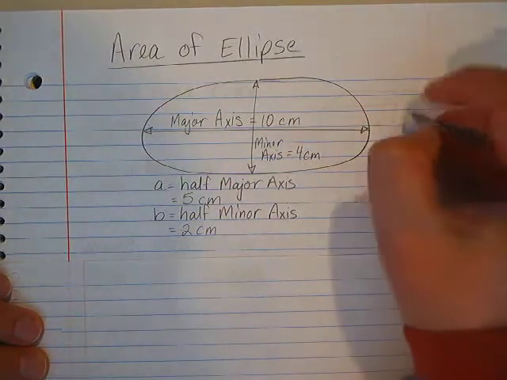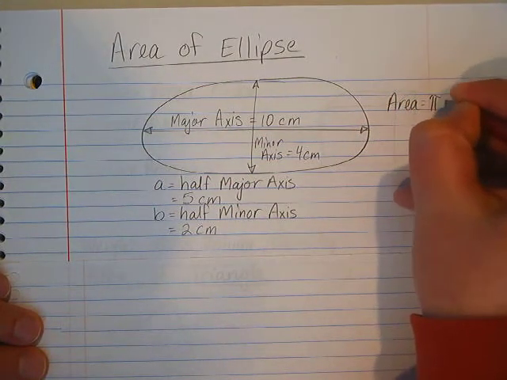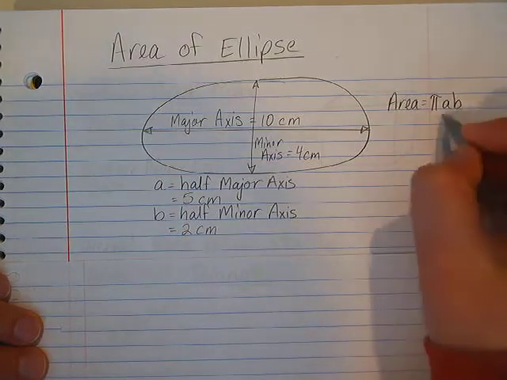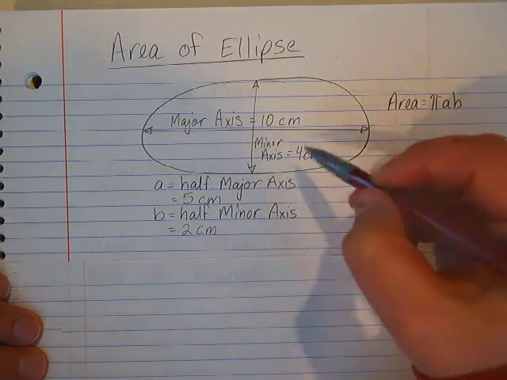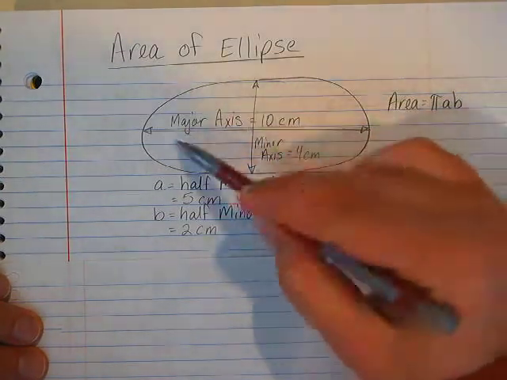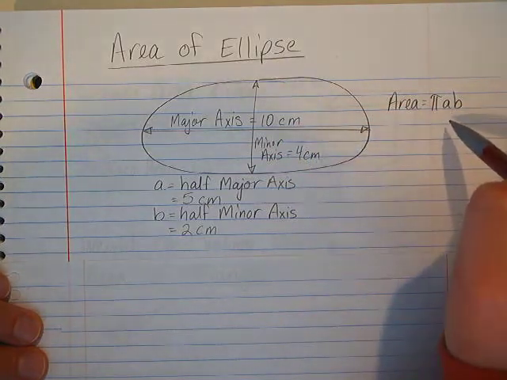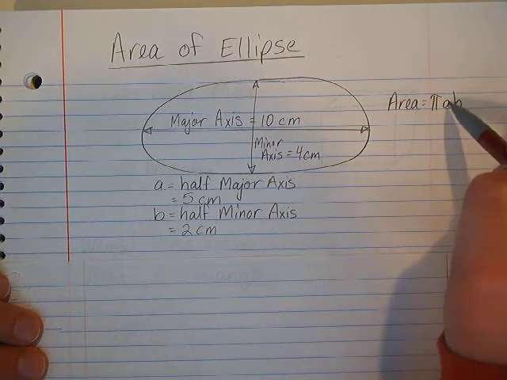So the area for the ellipse is actually pi AB, and the A and B are half of the major and minor axis. And usually in these problems, you're given the major and minor axis. And so if you just plug those straight in, you're not going to get the correct answer. And so you just need to make sure that you're using half of them.